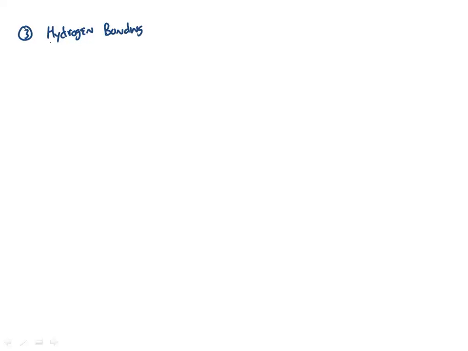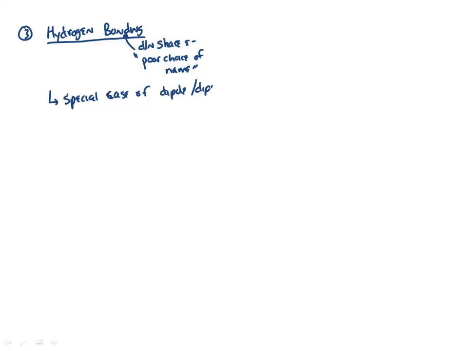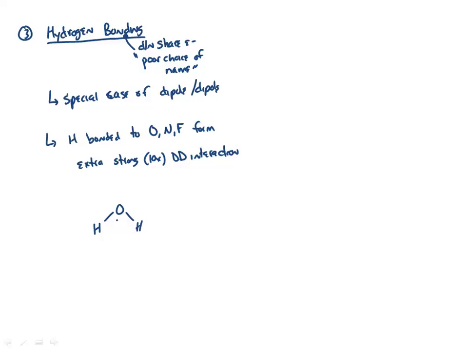So hydrogen bonding is, of course, our next topic. And just as a reminder, bonding does not mean, in this case, sharing electrons. It's just a poor choice of name, an unfortunate choice. And this is a special case of dipole-dipole, where hydrogen bonded to oxygen, nitrogen, or fluorine forms an extra strong, about 10 times as strong, dipole-dipole interaction. And it's one of the things that's responsible for the unique properties of water. So water is a really good example of dipole-dipole interactions.